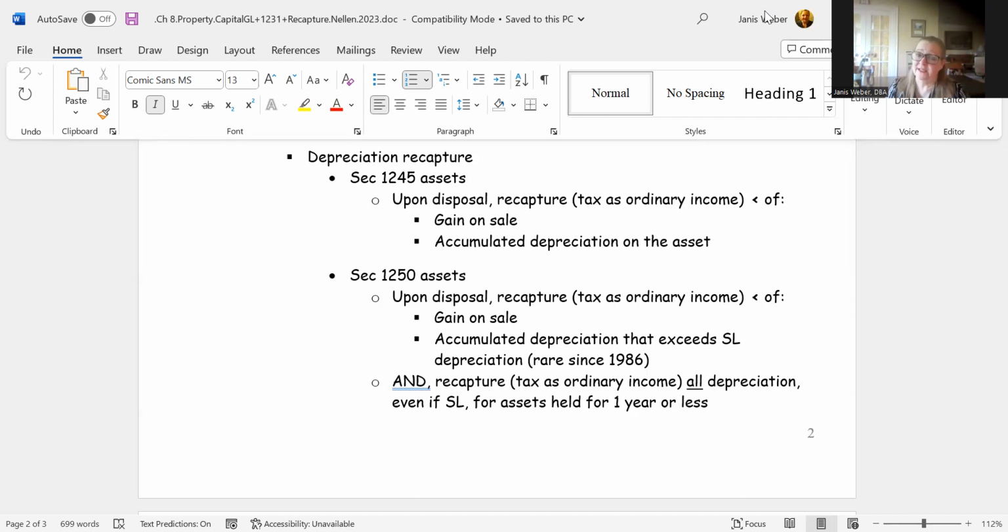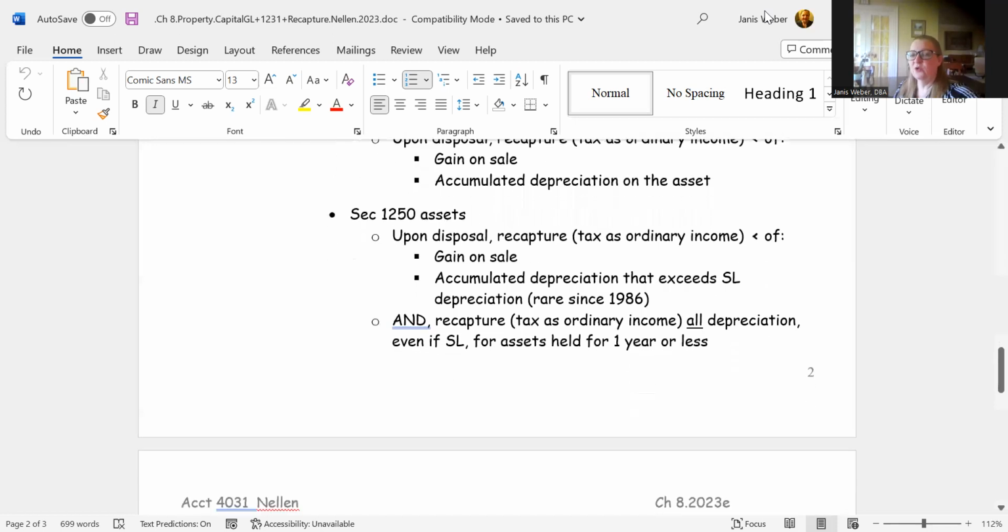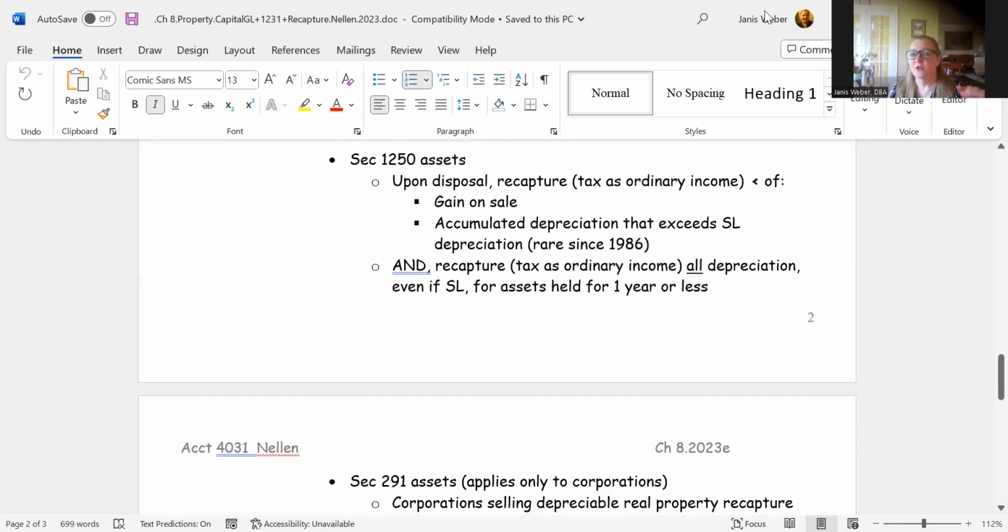Now 1250 is a little more complicated, to say the least. 1250, when it's sold, recapture, it sounds like it's very straightforward, except they kept adding a few more exceptions to catch you on the depreciation eventually. But in any case, let's just wade through it. When you dispose of a 1250 asset, you capture as ordinary income the lower of either the gain or the accumulated depreciation that is more than straight line. So this is the basic recapture for 1250 property.